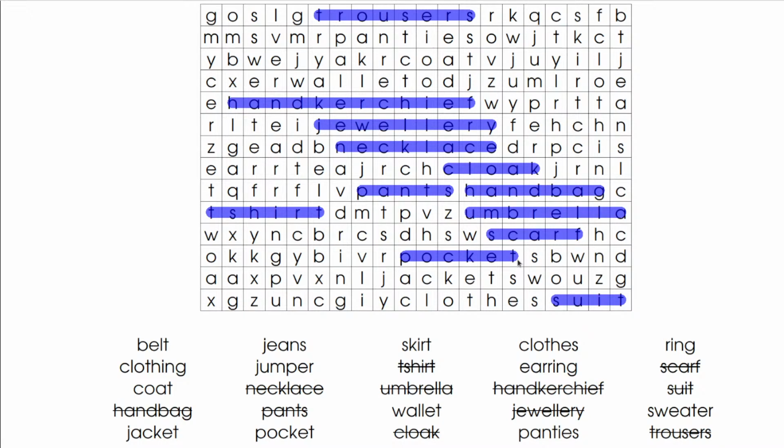Is it a pocket or pockets? Just a single. And jackets right below it. Coats right in the middle with the wallet below it. And panties above the coat. I keep thinking that's earring here, but now it's going up and down.